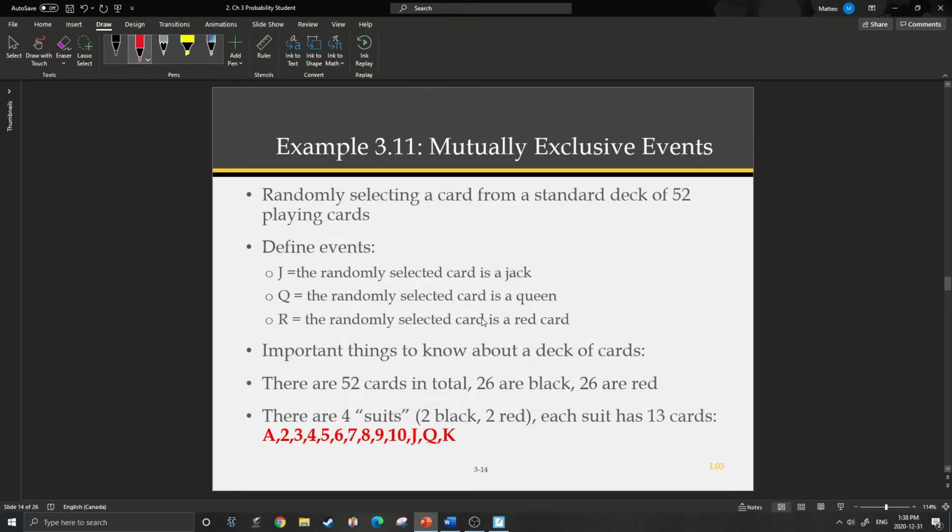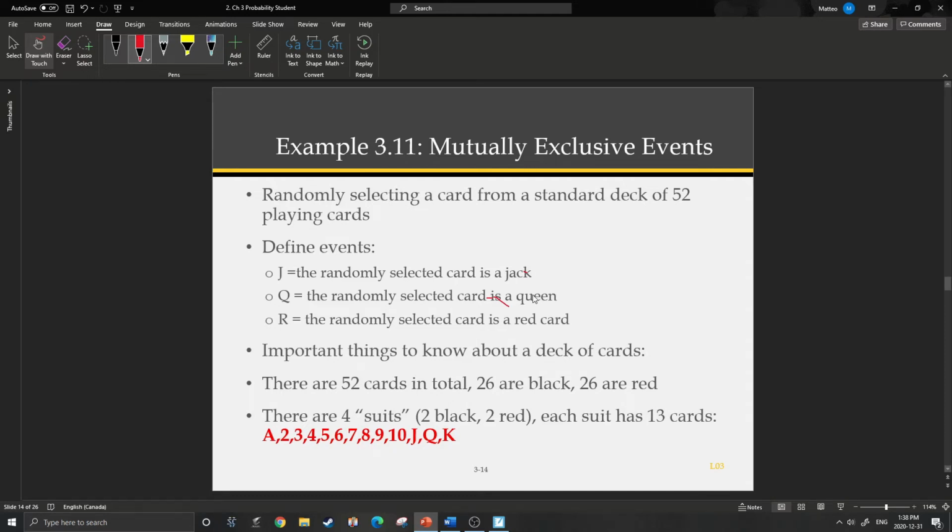Let's do some questions, because I've given you all these definitions and formulas and concepts. Let's do a quick question just to start seeing what it looks like in practice. So, mutually exclusive events. If you're randomly selecting a card from a standard deck of 52 playing cards, and we define the events like this, that J is the probability of randomly selecting a card that's a jack, and Q is randomly selecting a card that's a queen, and R is randomly selecting a card that is a red card.